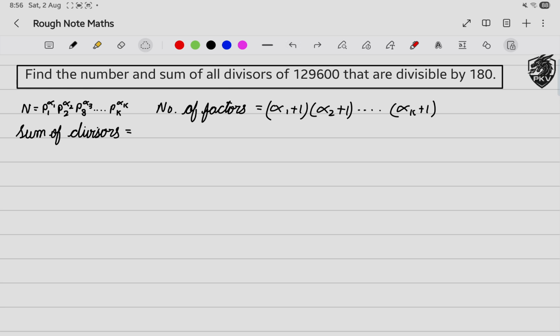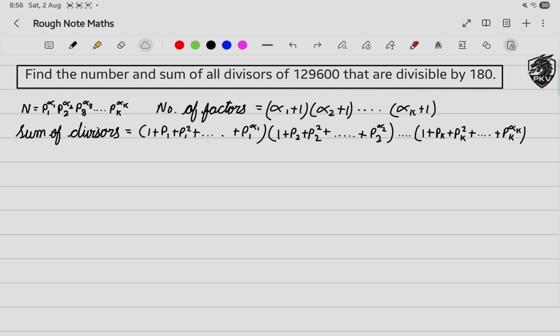The sum of divisors will be 1 plus p1 plus p1 square and so on up to p1 raised to alpha 1, times 1 plus p2 plus p2 square and so on up to p2 raised to alpha 2, and then dot dot dot, 1 plus pk plus pk square and so on up to pk raised to alpha k. So we'll be doing some tweaks to these as we continue.